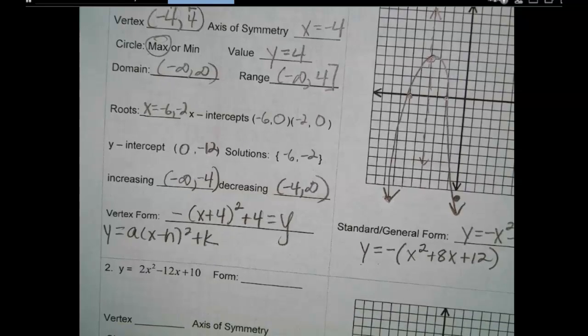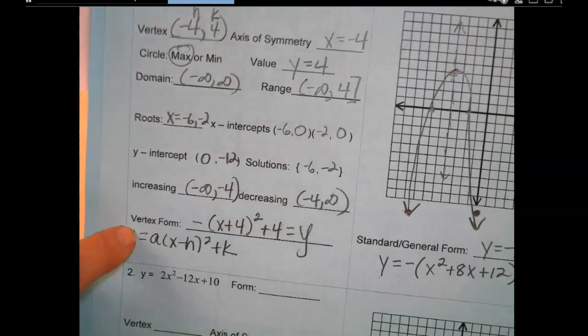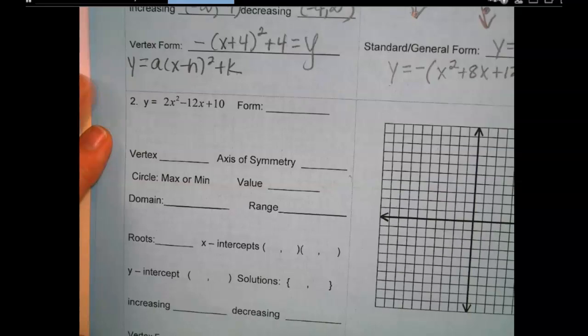Is that okie dokie? Probably the hardest part is to remember how to get it in vertex form. Out of all of that, you just have to remember the form. That's probably the hardest part. All right, what form is next? Standard. What do I get the easiest out of standard?